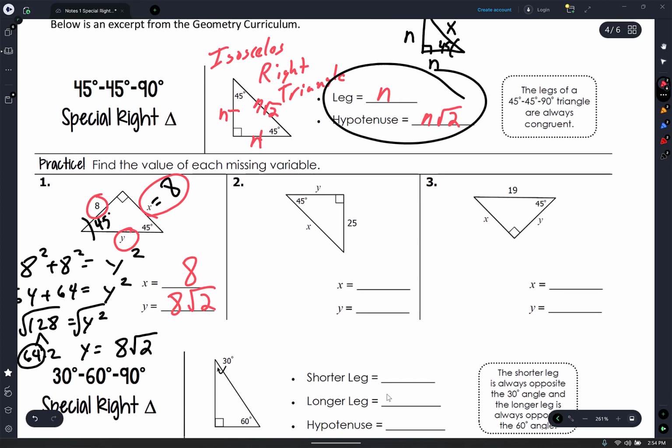Look at number 2. You don't have to do anything. It's a 45, 45, 90 triangle. So one of the legs is 25, so that means y must equal 25. So if y is 25, x is the hypotenuse, x must be 25 square root 2. See? And that's it. Done.